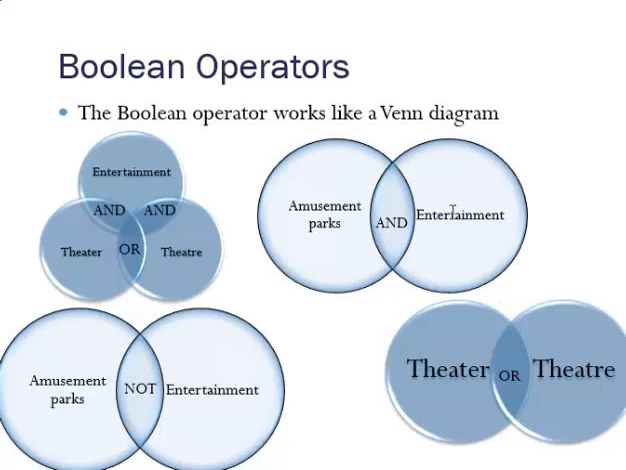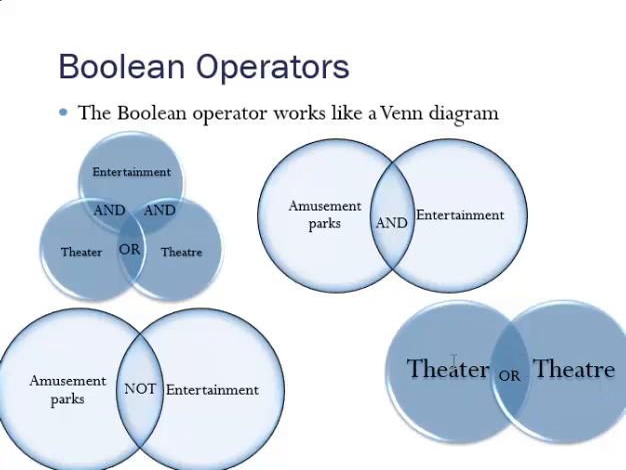Amusement parks and entertainment, if you did that, you'd only get books that have both amusement parks and entertainment in their search terms. Books that only have entertainment in their search terms and not amusement parks would be in here. Books that only have amusement parks and not entertainment would be here, and if you do and, you'd only get the middle. So you'd get a much more limited number of results.